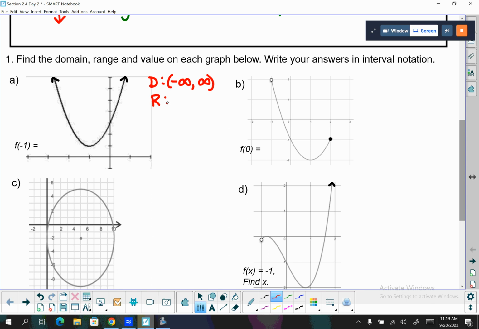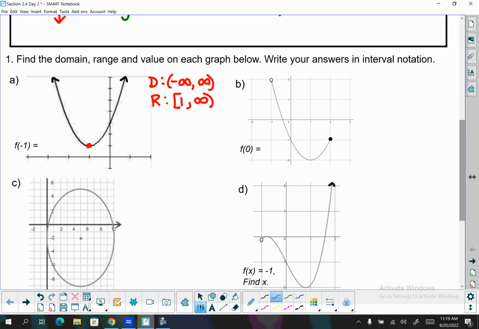Range. Now we're looking low to high. What's the lowest y value that this graph reaches? Perfect. And we're assuming, because there's not an open circle at the bottom at the vertex there, that it's a closed dot. Okay, unless you see an open dot, you can assume that there's a closed dot there and it's a point, which means we're going to use a bracket. 1 is the lowest, and then how high does this go? To infinity and beyond. Okay, and there's my range.